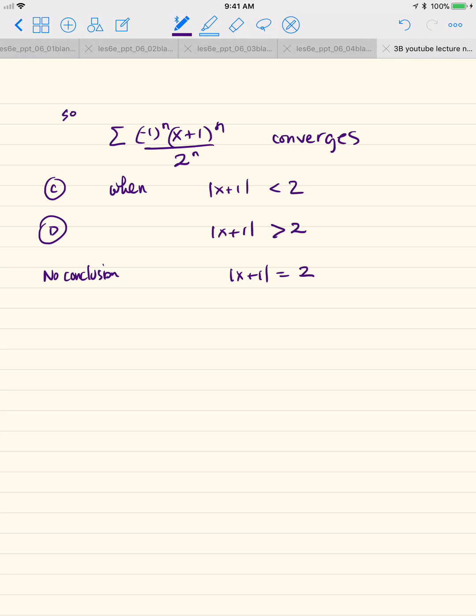And in terms of the number line, what that tells us is our center is at negative 1. And when the distance between x and negative 1 is less than 2, I'm going to go out 2 units, right? So I go to 1 and then out 2 units this way. So I'm at negative 3.